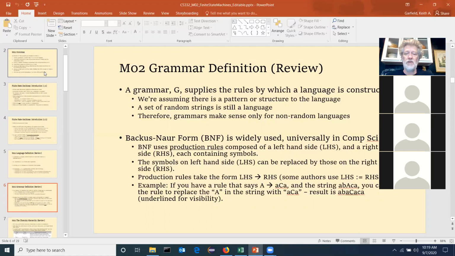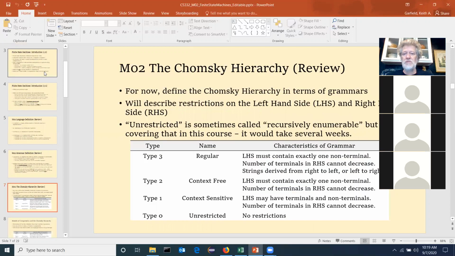And the grammar has to be able to create all of those strings, and it has to be able to create only those strings. In other words, strings that are not in the language cannot be produced by the grammar. And we've talked about the Chomsky hierarchy. We've talked about it in the context of the grammars, right? The characteristics that the grammars take on. Now let's go and review the Chomsky hierarchy in the context of models of computation.